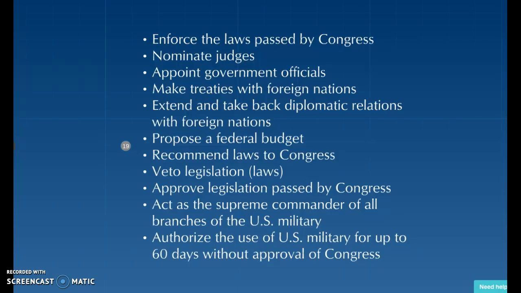They can act as the supreme commander of all the branches of the U.S. military, and they can authorize the use of U.S. military for up to 60 days without approval of Congress. So they are responsible for quite a bit here. Make sure that you jot down and fill in your appropriate blanks on your notes, please.